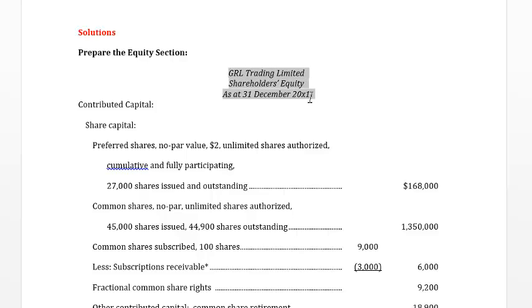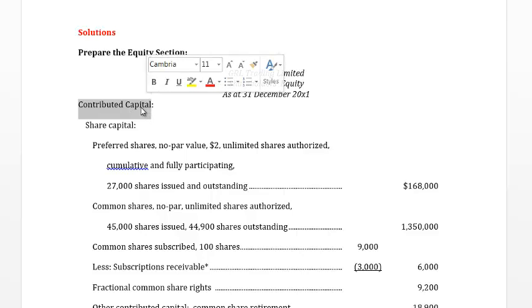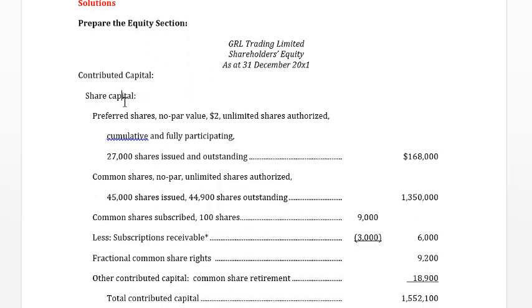So again, we would start off with the three-line title, and we'd start off with contributed capital because we do have share capital. We'd start off with our share capital, and it would consist of our preferred shares first and then our common. So in the question, we know that preferred shares are no par. There's a $2 per share dividend, unlimited authorization for shares. They're cumulative and fully participating.